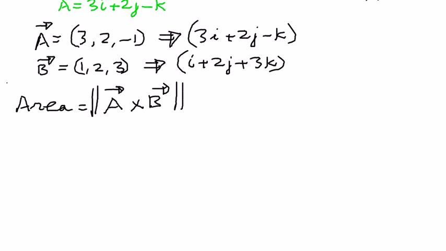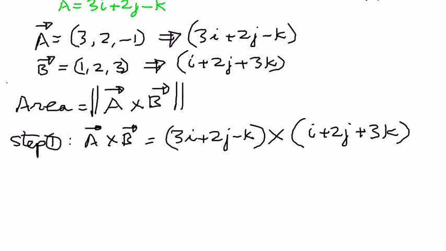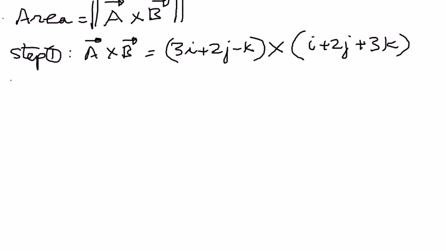So first things first, let us try to find A cross B. We know the components of vectors A and B. The components of vector A are 3i plus 2j minus k, and we're going to cross that with vector B, which is i plus 2j plus 3k. To find the cross product, we're going to use determinants like the way we did in the past, and the way to do that is as follows: i, j, k.